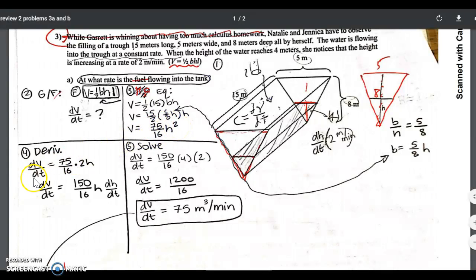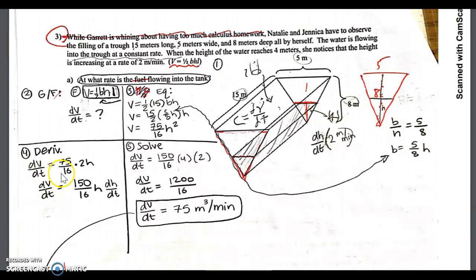Remember, though, it is with respect to t. Don't mistakenly put a dx there. So we end up with 75 over 16 times 2h. Now, one thing that is not written here that should have been is we should have finished with dh/dt because of implicit differentiation. But we did have it down here. She caught it there. And so dV/dt, when you multiply, is this expression right here.